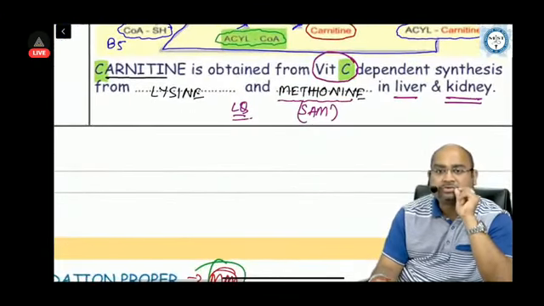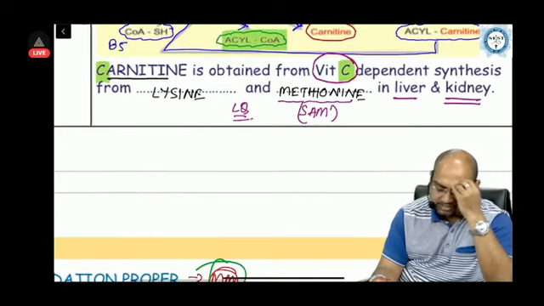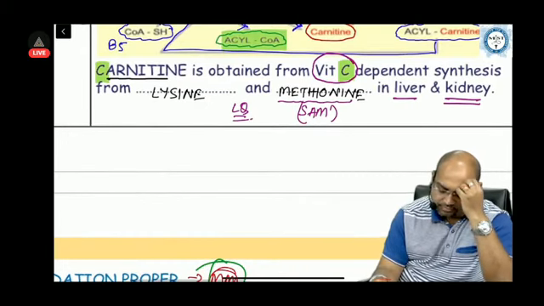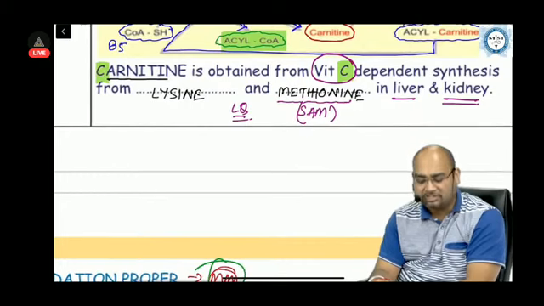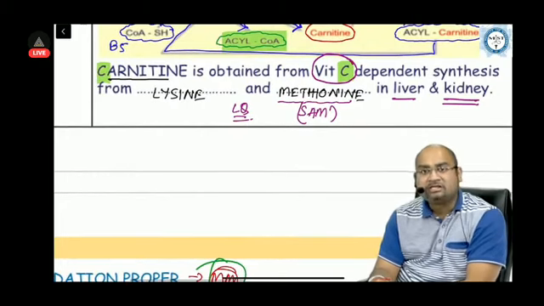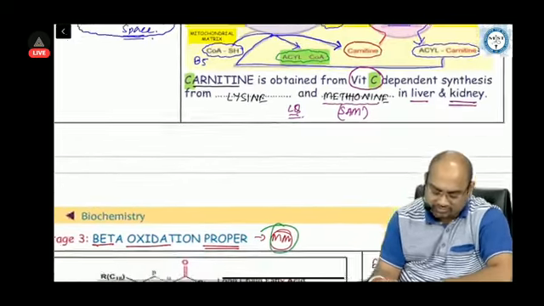Carnitine is actually produced from vitamin C by the help of these two amino acids, mainly lysine and methionine, that is the SAM. Lysine and methionine. The whole methionine is not used. Only the methyl group from the methionine that is coming in the form of SAM. So Mr. C3P3 RND, 3C: creatine, carnitine, catecholamine. Carnitine is also coming from SAM.